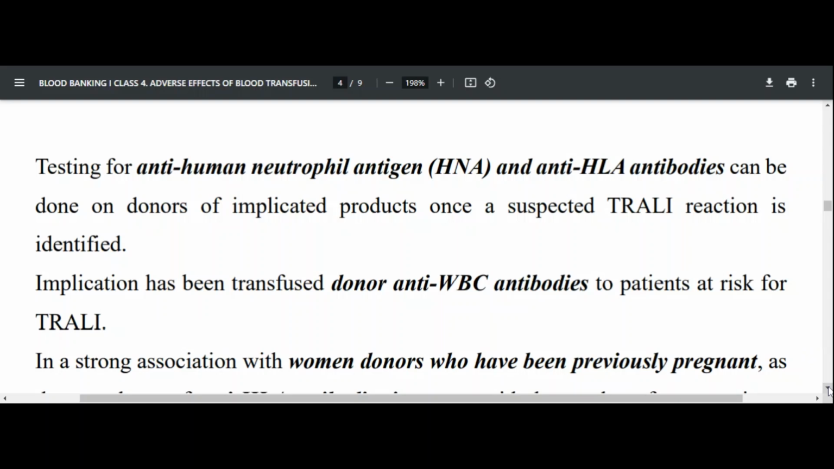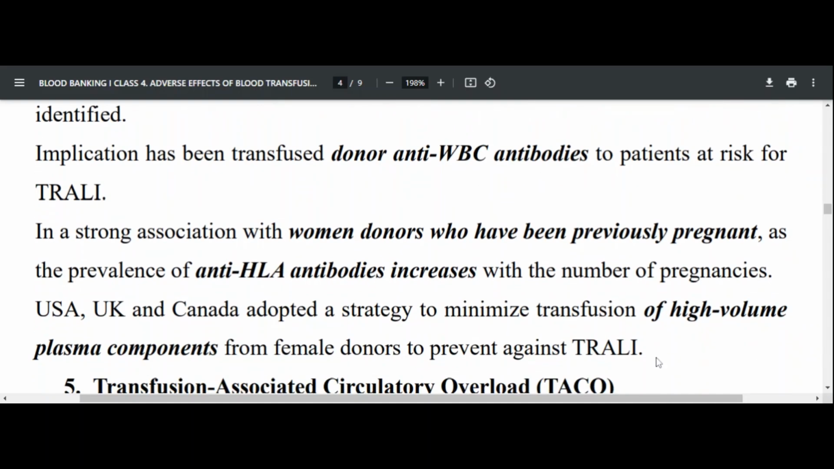Anti-WBC antibodies can also lead to TRALI, especially in women donors who have been previously pregnant. These women donors have been immunized by the fetuses through the human leukocyte antigen, and they likely developed human leukocyte antigen antibodies. Those antibodies are present in plasma, and when you transfuse their plasma, the recipient is going to experience this problem.